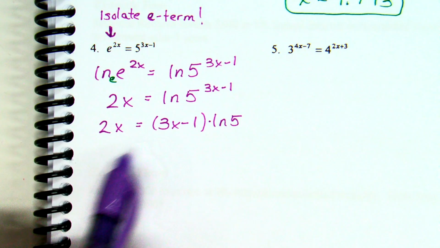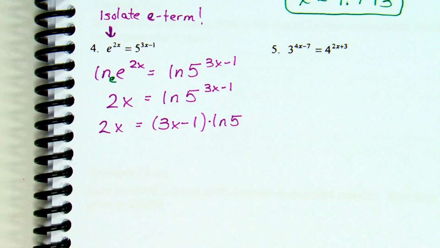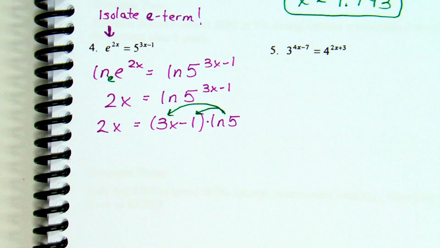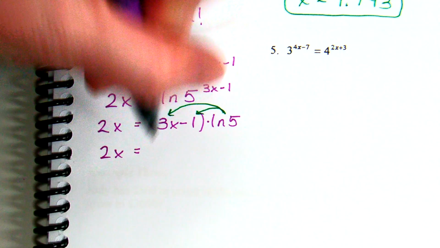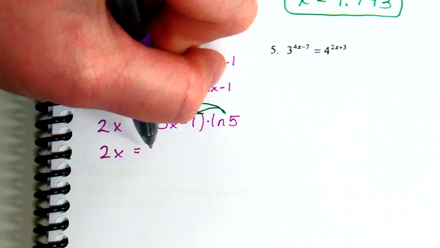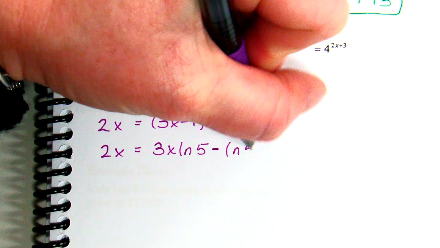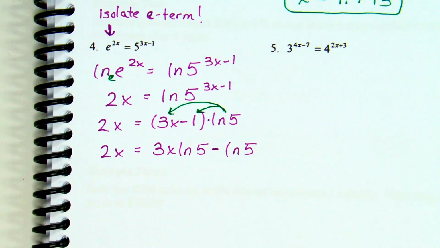Well, right now I still have x's on opposite sides. I wouldn't divide right now. How about take that natural log of 5 and distribute it? Because we have to get that x term so we can get the x's together on one side. So 2x equals natural log of 5 times 3x. I'm going to write it as 3x natural log of 5. Minus 1 times natural log of 5 is just natural log of 5.